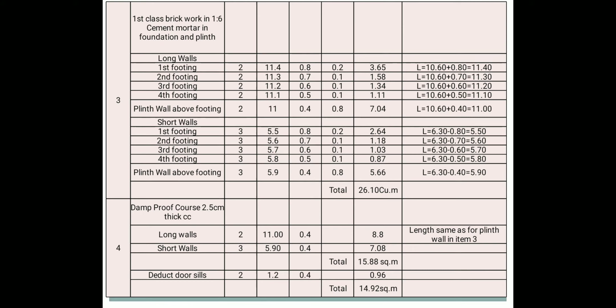plinth. For the damp proof course of 2.5 centimeter thick cement concrete, long walls it is 2, 11.4, there is no thickness, that is 8.8. For short walls it is 3, 5.90, 0.4, that is equal to 7.08. That makes a total quantity of 15.88. If we deduct the door sills, it is 2, 1.2, 0.4, that makes 0.96. Subtracting this from the total quantity of 15.88, that makes a total quantity of 14.92 meters square.